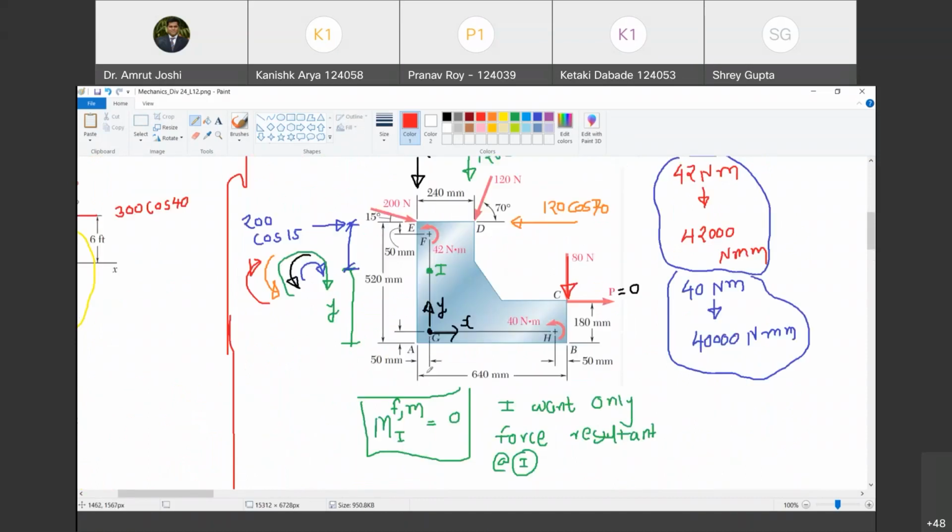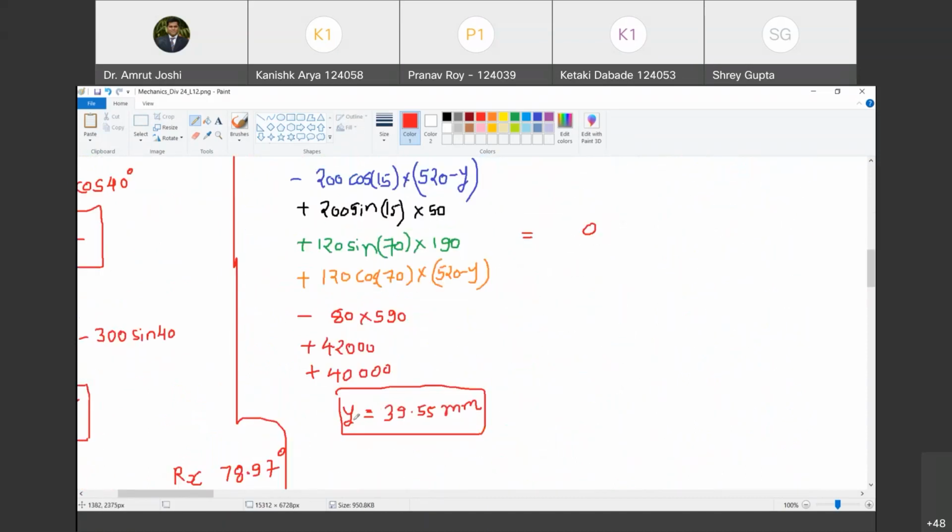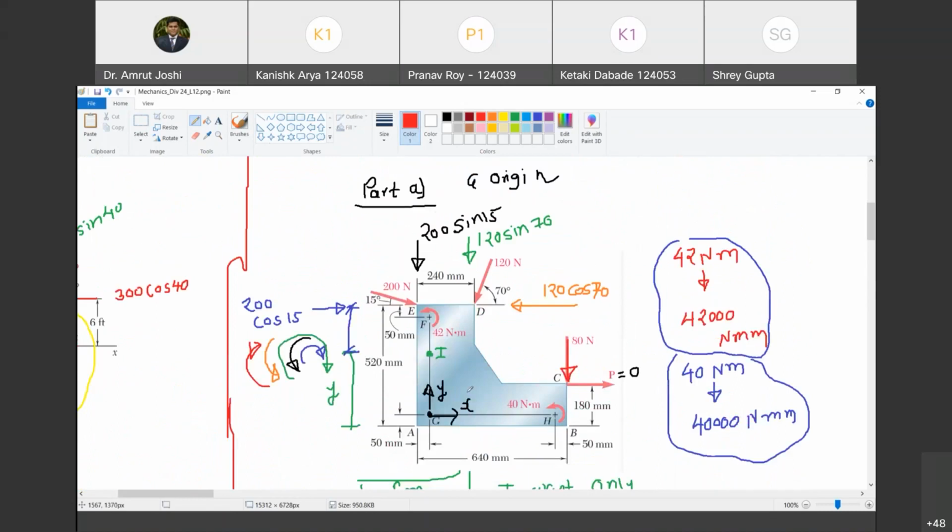So where should it be located? From G, it should be located upwards because y has turned out to be positive. So therefore, the location of point I is above G. Are you with me? Yes, sir. What is the meaning of the positive sign? As it has turned out to be positive, G is the origin, upward y is positive. So therefore, I is located above G. Happy? Yes, sir.